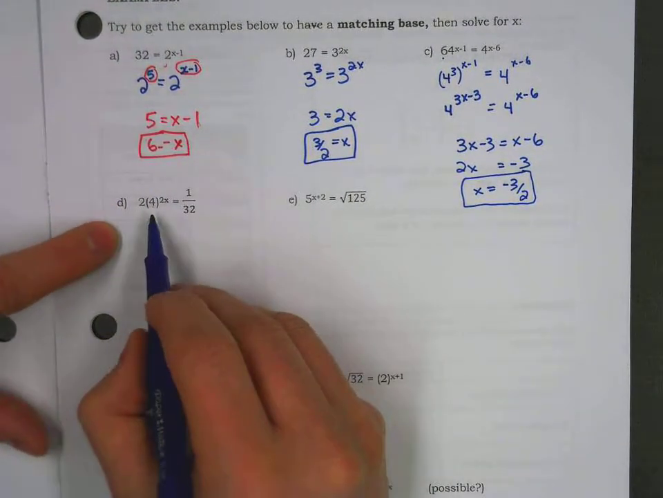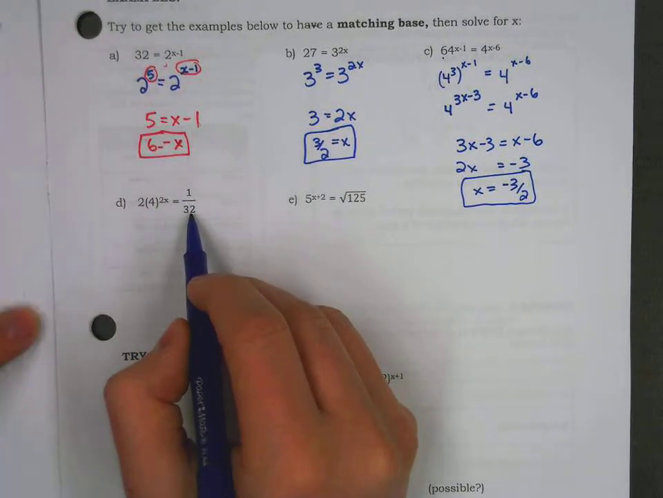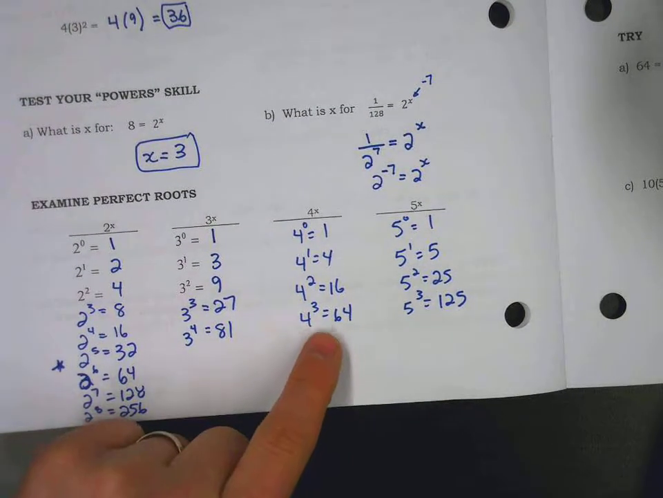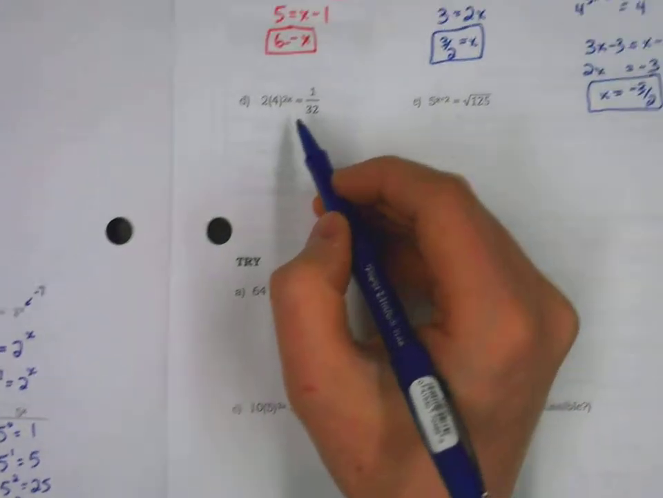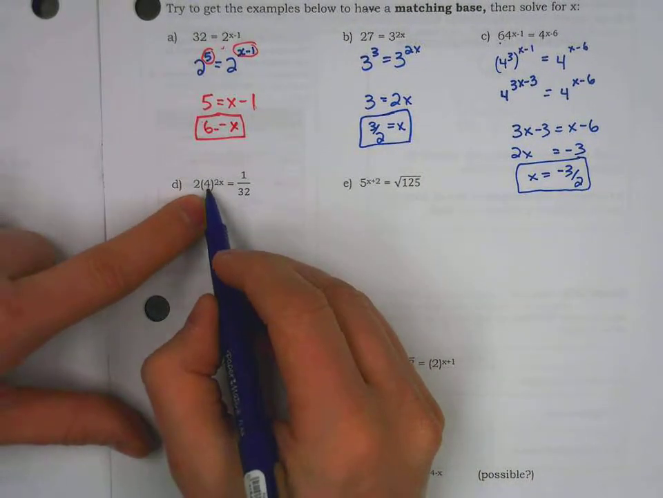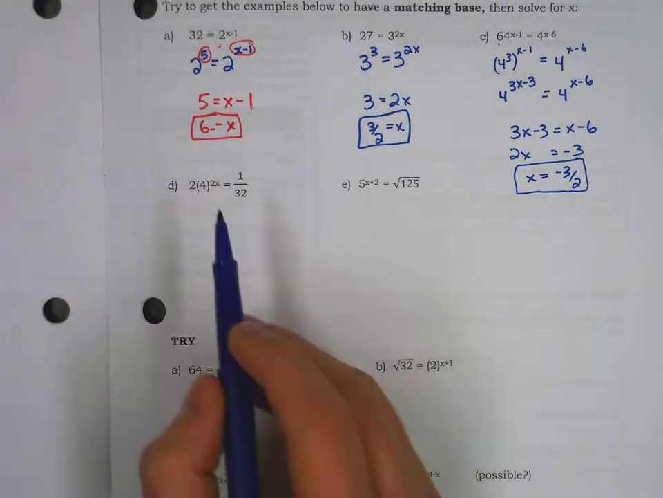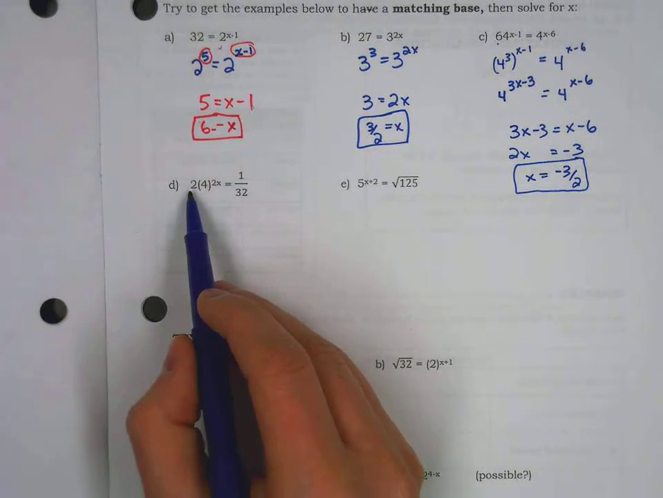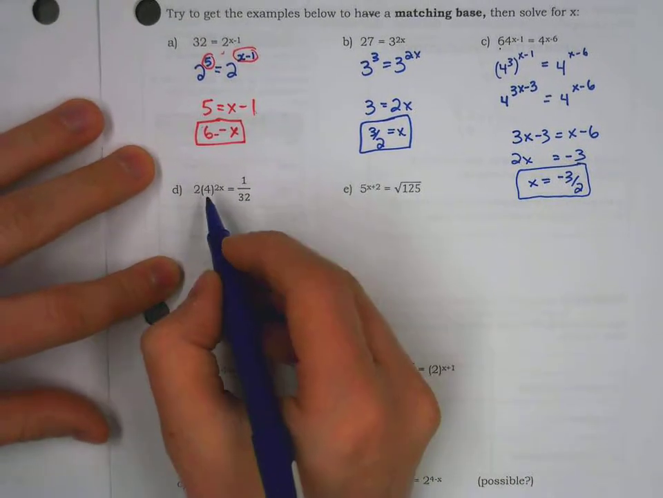Letter D has a 4 to the something and then a 1 over 32, and the challenge with that 32 is that there really isn't a way to make it show up in that base 4 list. So once again, we've got 4 to the something with a 2 hanging out and this 1 over 32. Challenge is there's a 2 that's almost in the way, and this 32 doesn't show up in that base 4 list.